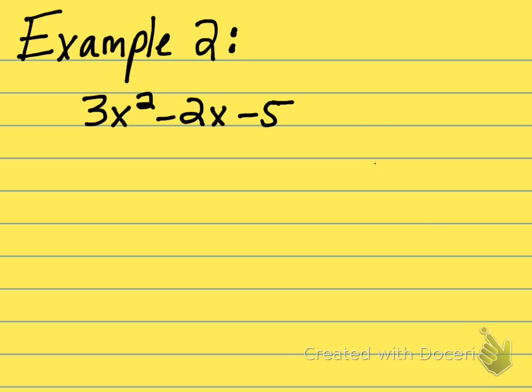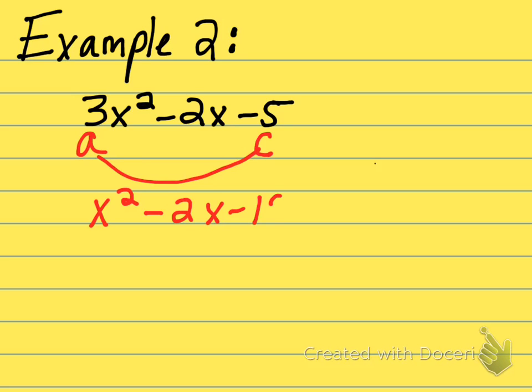But what we can do is what we're going to call the AC method, where I'm going to take A and I'm going to multiply it into C. By doing that, I get a new expression of x squared minus 2x minus 15. The 3 goes over to the negative 5, I multiply them together, and I rewrite the expression. Now I have a trinomial where a is equal to 1, so I can factor like normal.